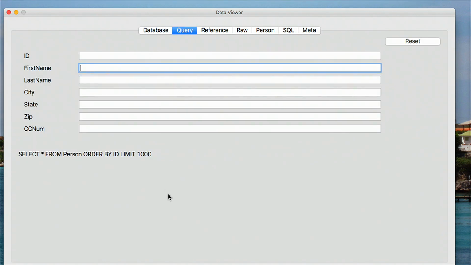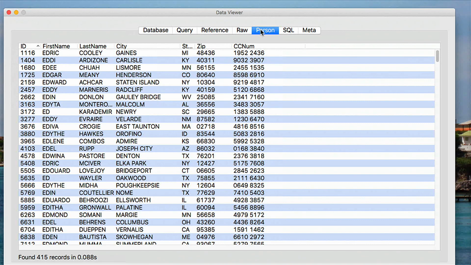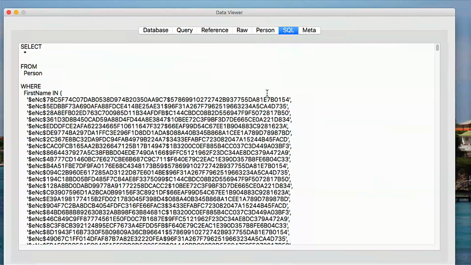I want to look for any person whose name starts with Ed. And by the way, you notice this time, 0.09 seconds to run that query. What does that SQL look like? Well, that SQL looks like this.